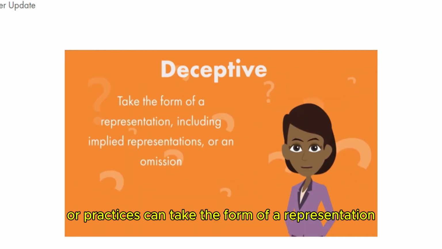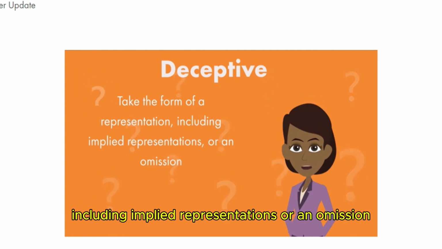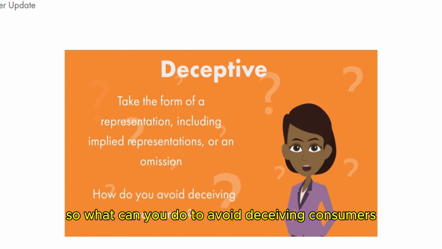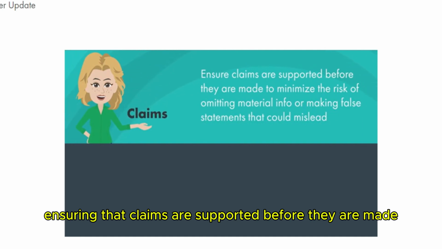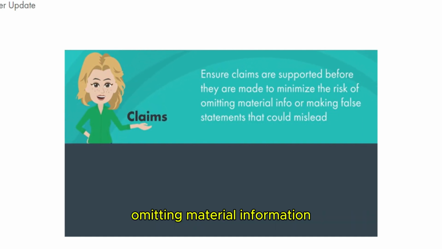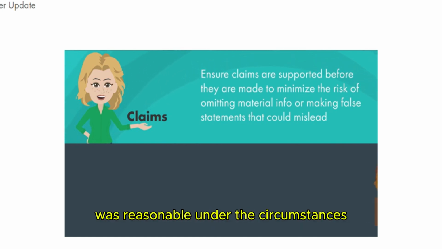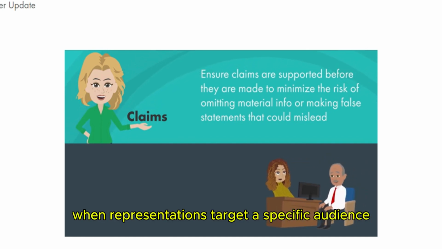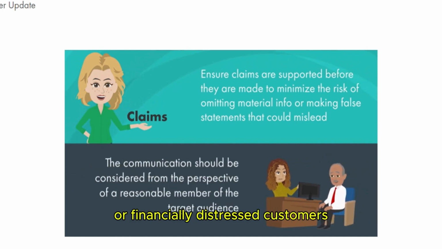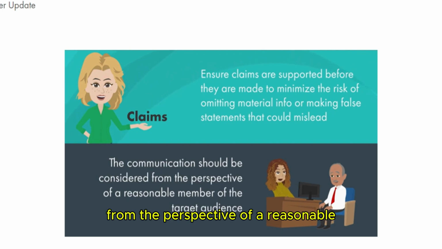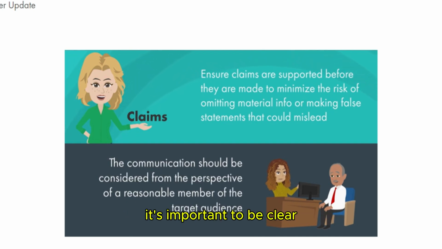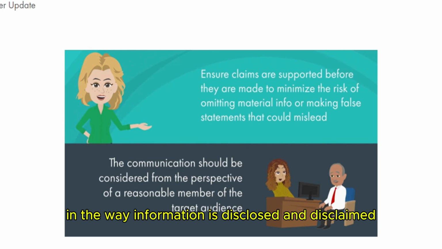Deceptive acts or practices can take the form of a representation, including implied representations or an omission. So what can you do to avoid deceiving consumers? Ensuring that claims are supported before they are made will minimize the risk of omitting material information and/or making false statements that could mislead consumers. And to determine if the consumer's interpretation of the information was reasonable under the circumstances, when representations target a specific audience, such as older Americans or financially distressed customers, the communications should be considered from the perspective of a reasonable member of the target audience. It's important to be clear in the way information is disclosed and disclaimed.